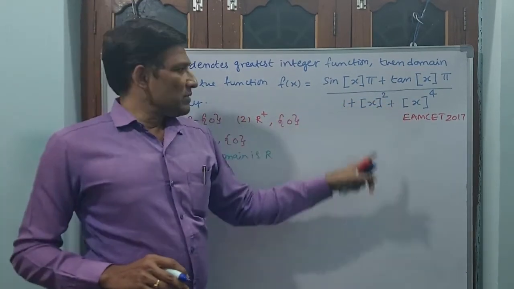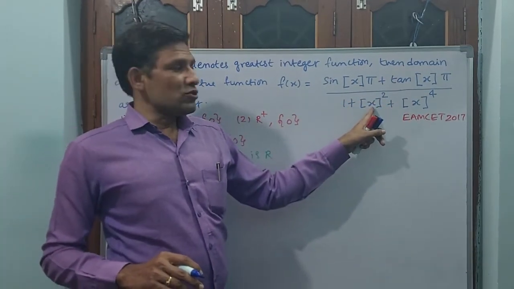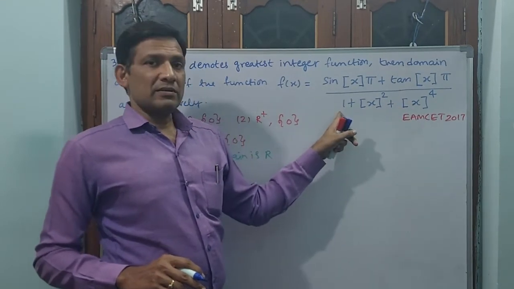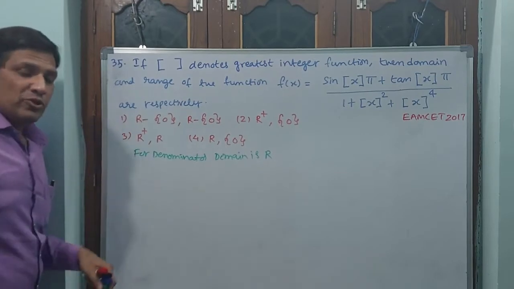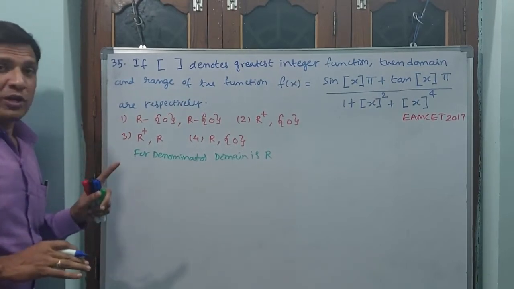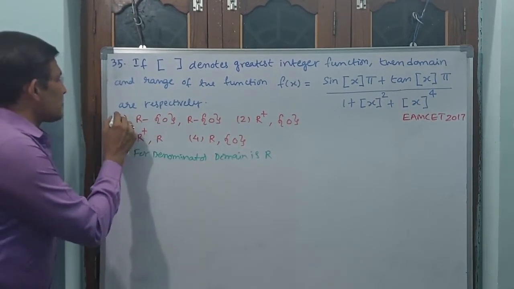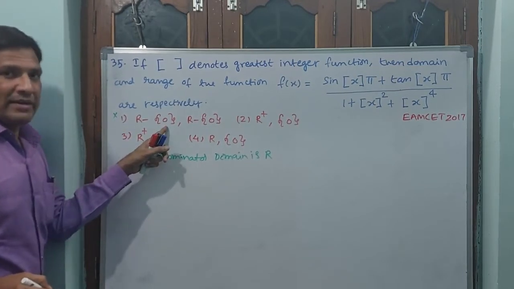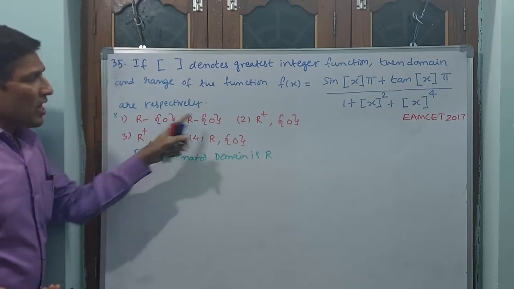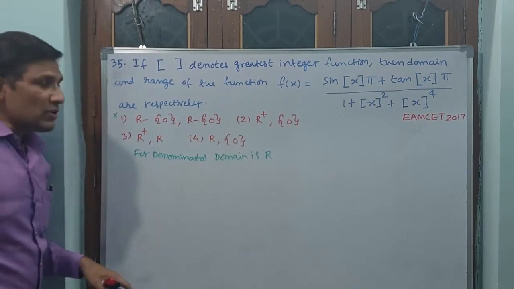Can you give 0? Definitely you can give 0. If you give 0, the denominator is 0 plus 0 plus 1. The numerator, even if it becomes 0, we don't bother. The denominator should not become 0. That means this answer is not correct, because R minus 0 as the domain is not required. Directly you can give R.